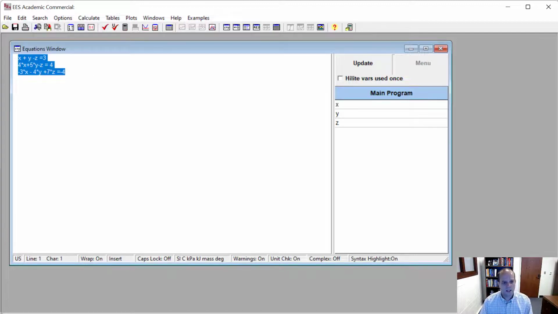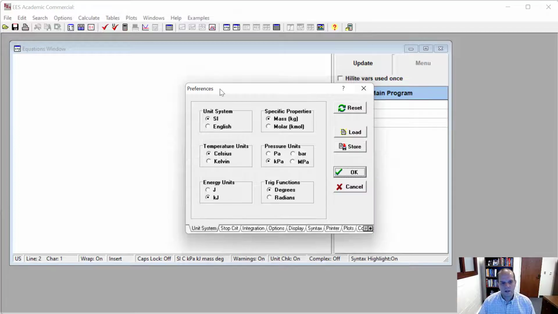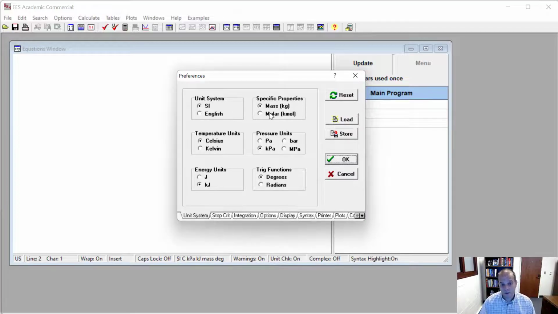The other advantage is that it has units built into it. And I'll draw your attention down here to the ribbon at the bottom of the equations window. Right here you see that it's in SI units. There's a C for Celsius, kPa for my pressure, kilojoules for my energy, and then mass and degree. If I just click on that, then it comes up with these preferences. So I can change them if I want to. I'm going to keep them as is, but I need to be careful to use the units when I calculate my numbers that are in this system, my preferences that's listed here.